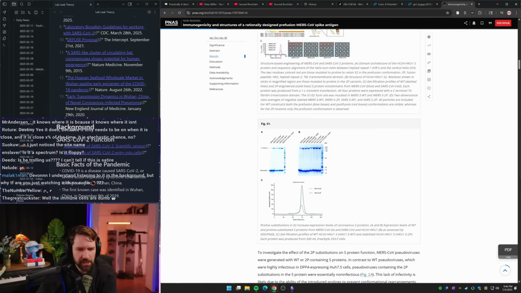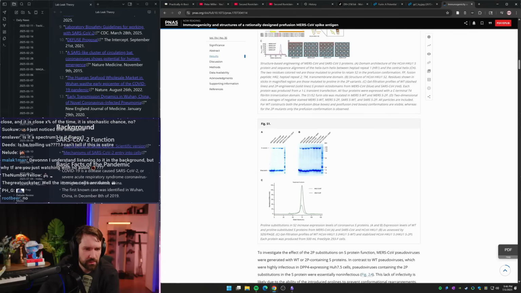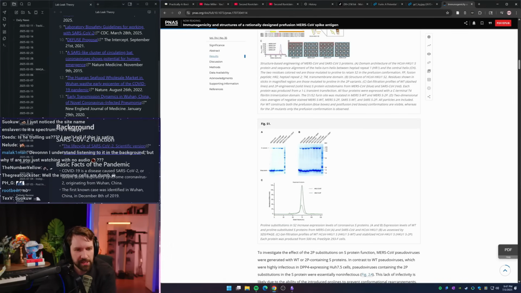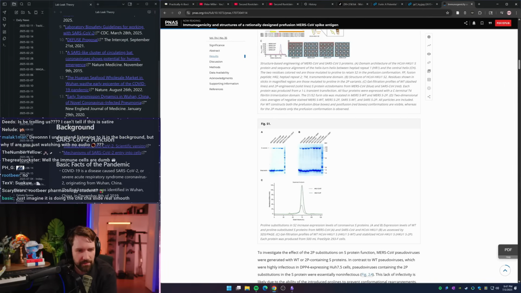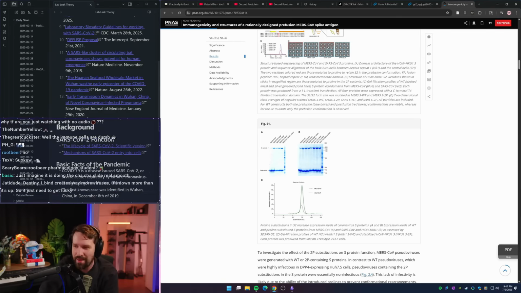Yes, it does, because it only needs to be on when it's close. But how does it know when it's close? It doesn't have eyes. There's not a pilot in the virion driving it to the cells.